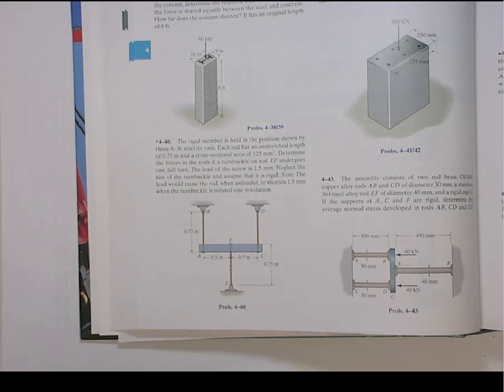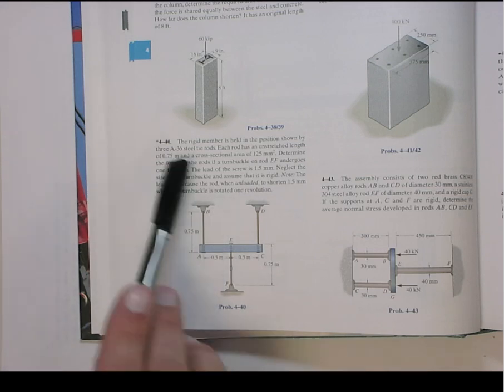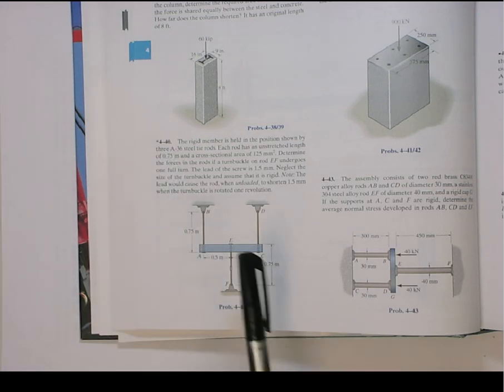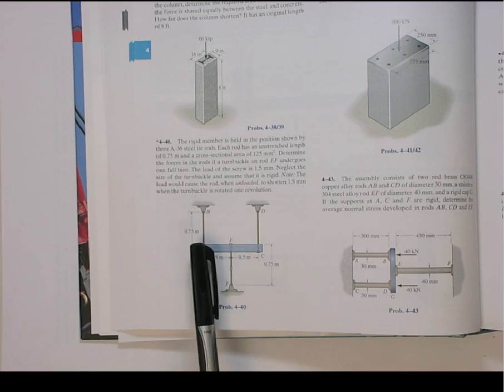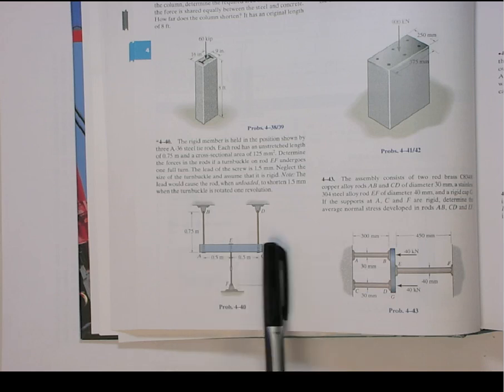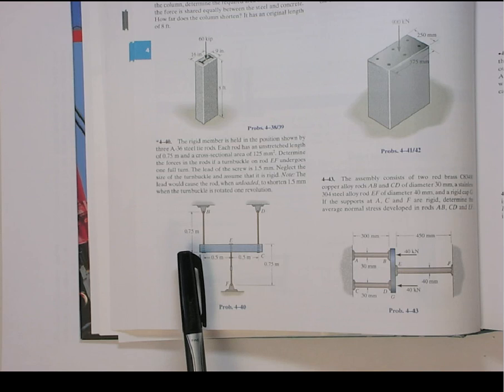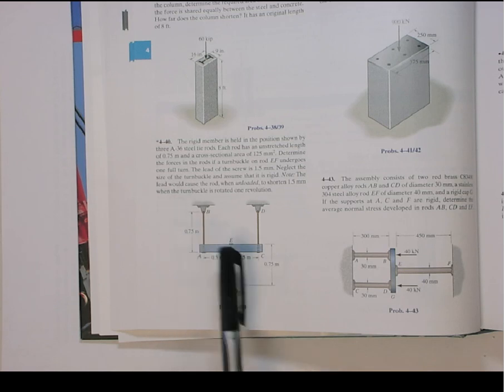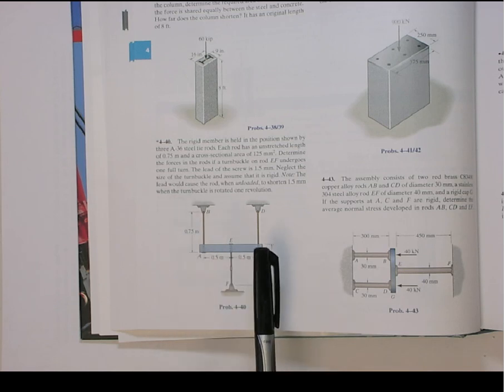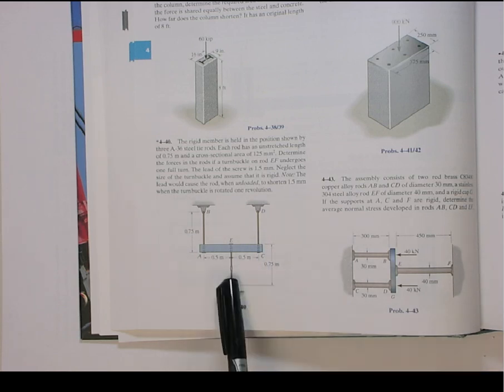All right, so let's do a slightly different statically indeterminate problem here. This has two redundancies. This is problem 440. What we have here is a rigid bar, a beam, and it's supported by these three rods. On the lower rod, you have a detail with a turnbuckle.